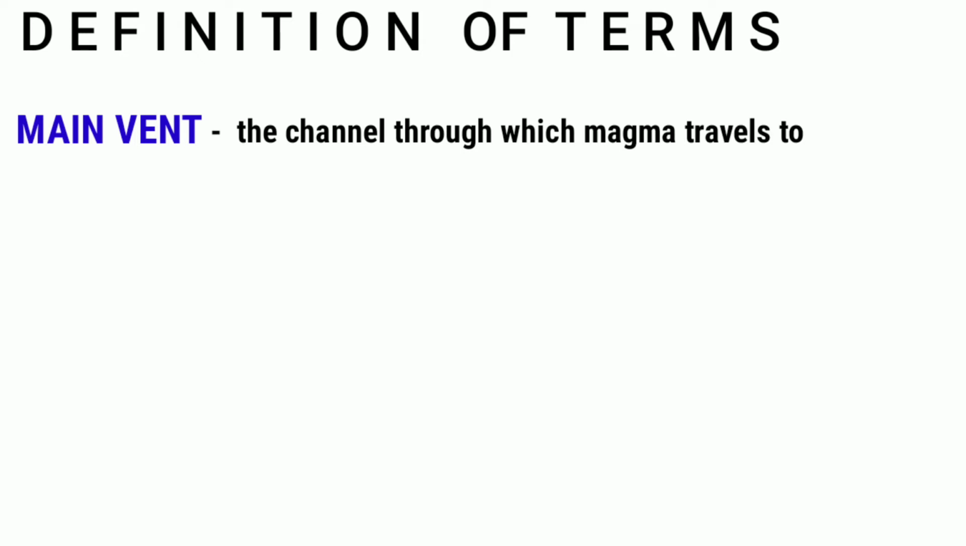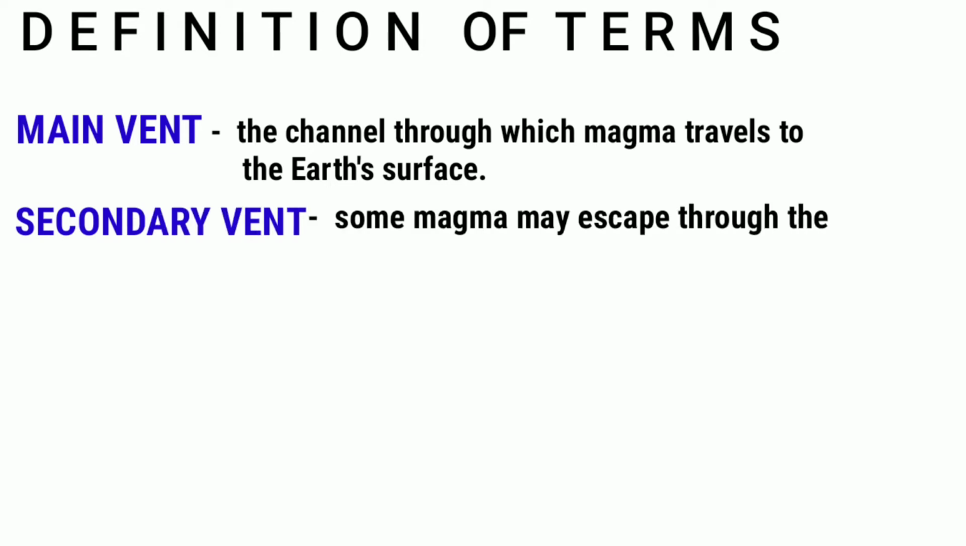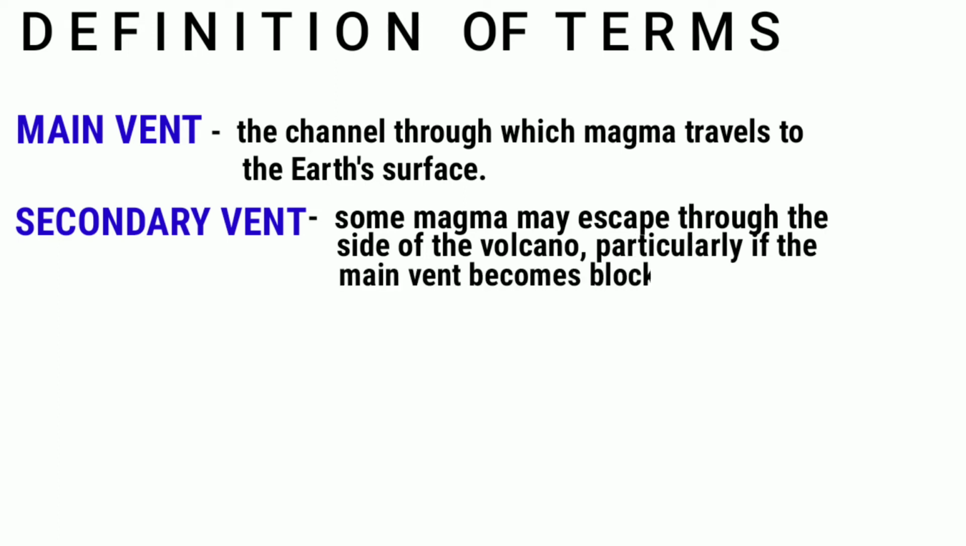Definition of terms. Main vent: the channel through which magma travels to the Earth's surface. Secondary vent: some magma may escape through the side of the volcano, particularly if the main vent becomes blocked.